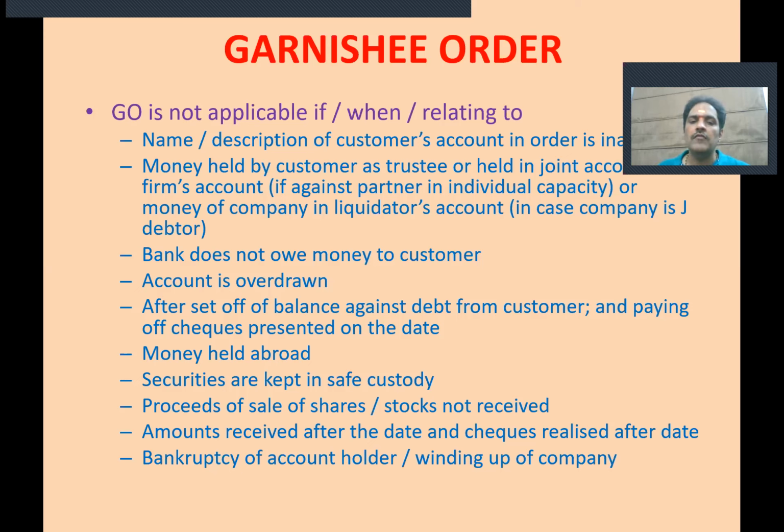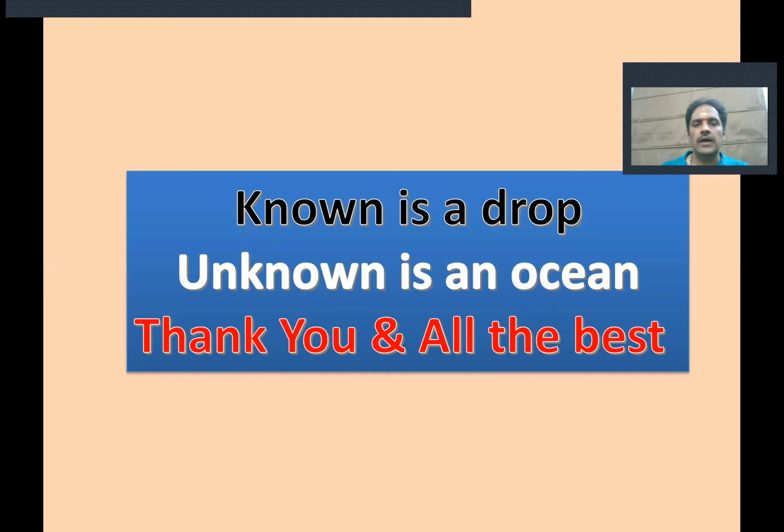Then proceeds of sale of share stocks not received cannot be taken into account as forming part of the garnishee order. Then amounts received after the date and checks realized after the date. So it is the position on that particular day that the order is received, neither before nor after. So money that is coming afterwards will not be subject to that order. Then bankruptcy of the account holder and winding up of the company are also not covered here under the banking law.